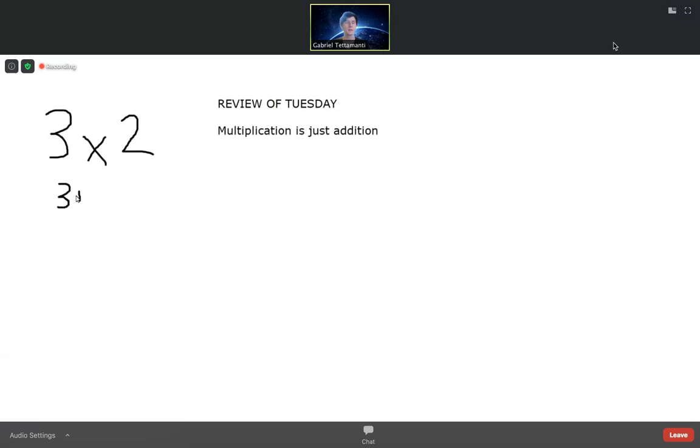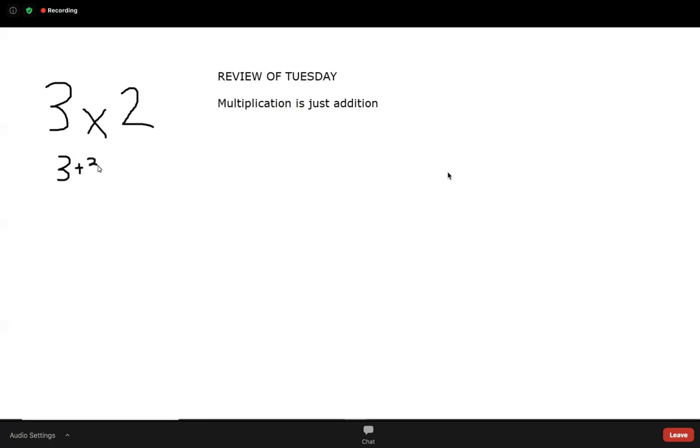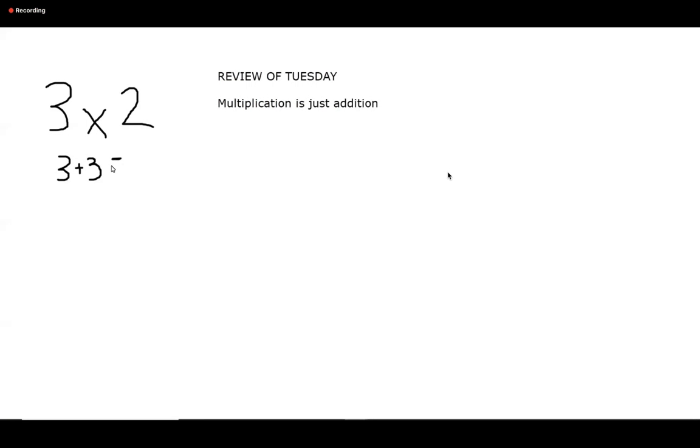So that's 3, and we're drawing it 2 times. So that's kind of what proves to us that the answer of 3 times 2 will be 6.